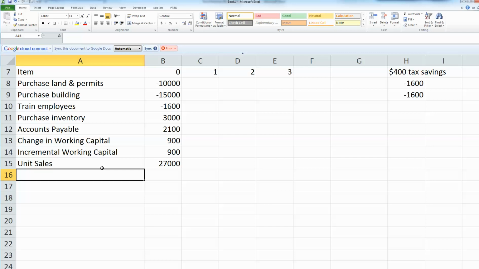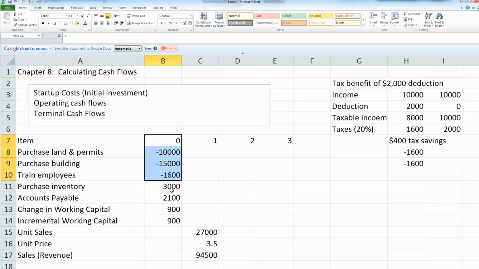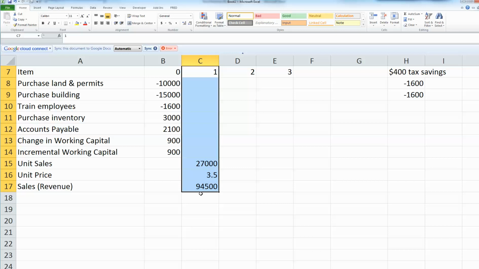And then my unit price was $3.50. And so my total sales or revenue would be the number of units I expect to sell times the price per unit. So 94,500. Oops, that's the wrong year. That's year 0, and those don't occur till year 1, so I'm just going to move it to year 1.